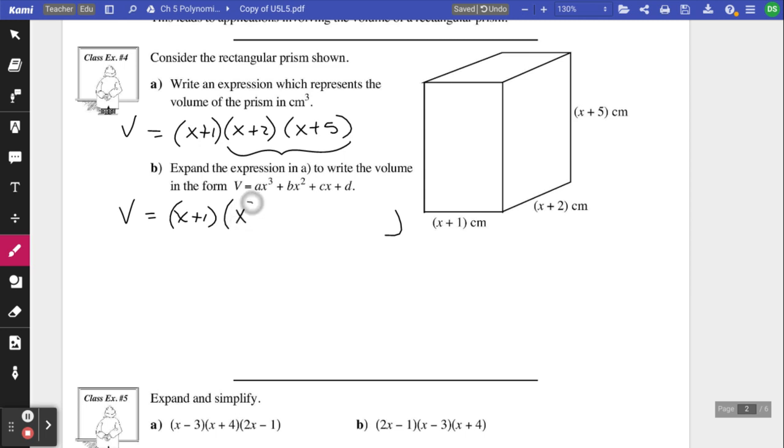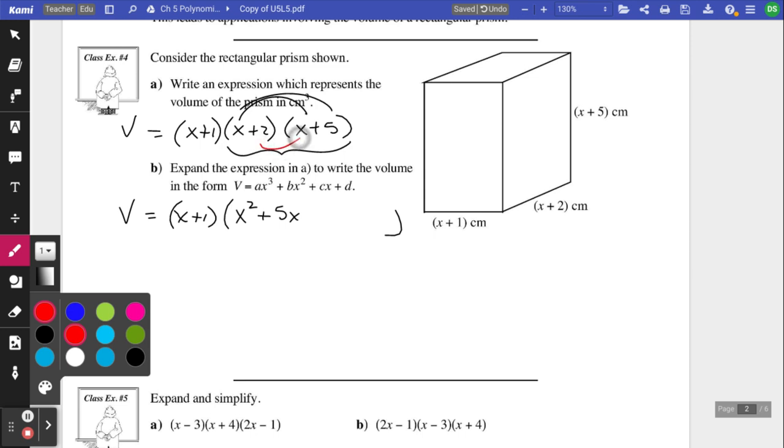X squared plus 5x. Let's take x times this, right? And then plus 10, right? Y'all good on that one? Should be happening pretty fast by now. This is becoming old hat. You're rocking and rolling. And then we can multiply the x and the plus 1 times everything over there.